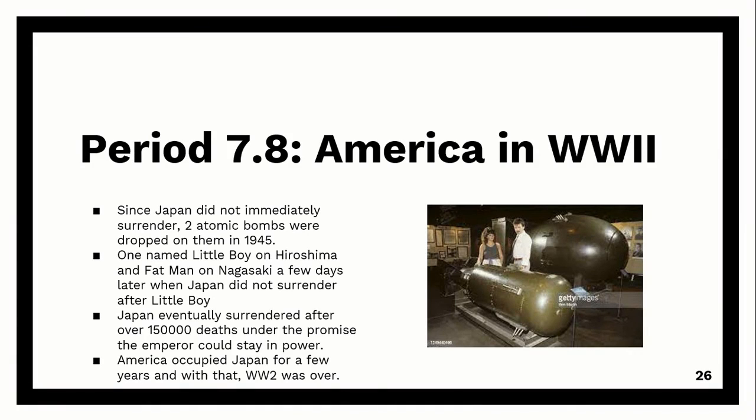Since Japan did not immediately surrender, 2 atomic bombs were dropped on them in 1945. One named Little Boy on Hiroshima and one named Fat Man on Nagasaki a few days later, when Japan did not surrender after the first Little Boy attack. Japan eventually surrendered after 150,000 deaths under the promise the emperor could stay in power as a figurehead. America occupied Japan for a few years and with that, World War II was over.